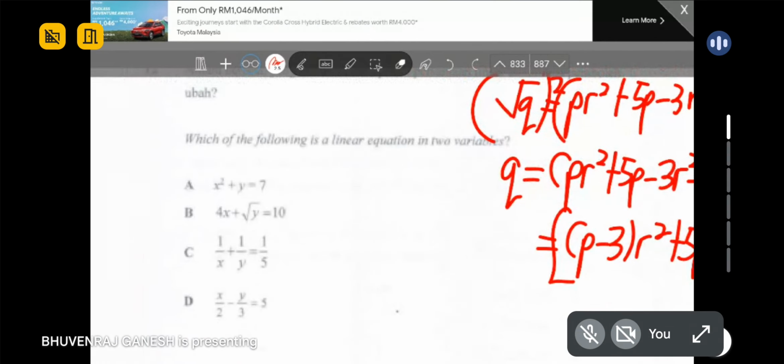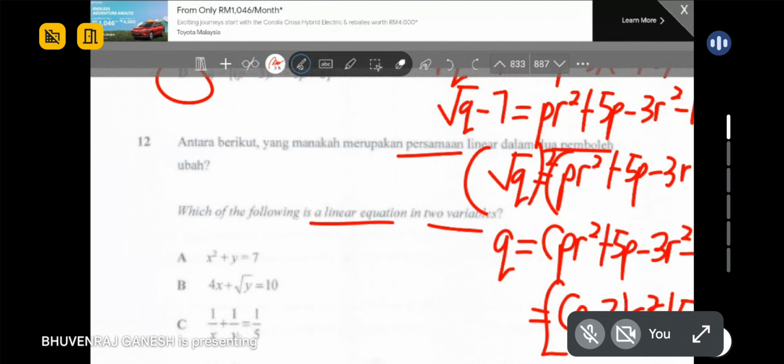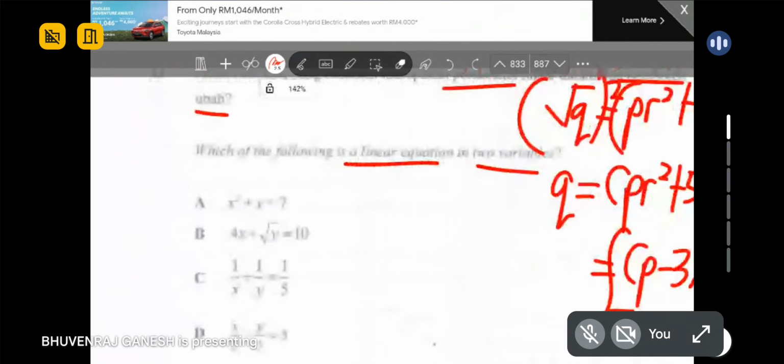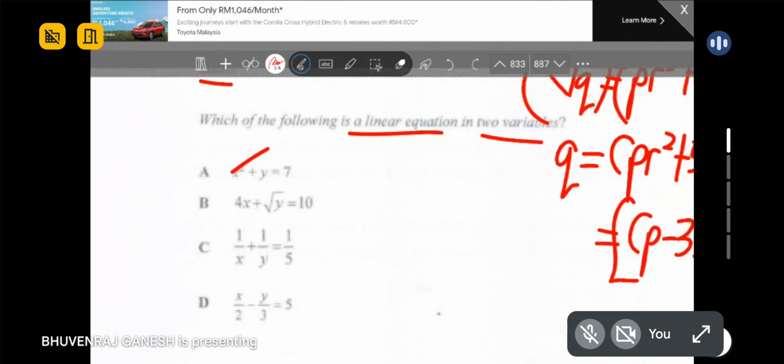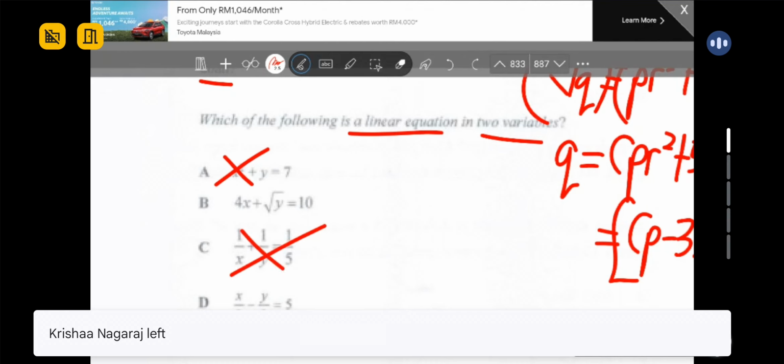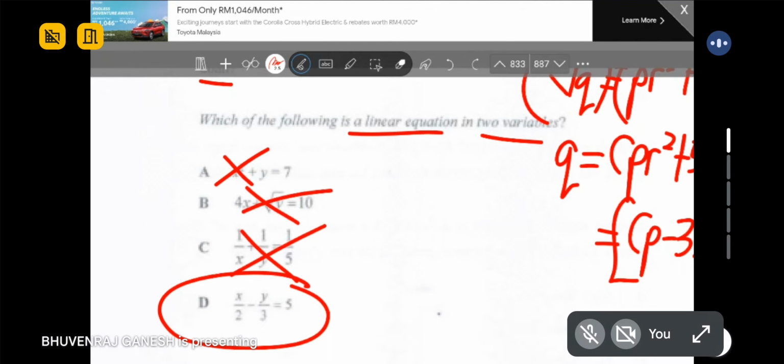So for question 12, linear equation in two variables guys. Persamaan linear dua pemboleh ubah. Okay, so linear kuasa kena 1. So kuasa 2 tak boleh. Remember, linear is always power 1. Okay, this one also cannot. Okay, and then this one also cannot. So answer is D guys.